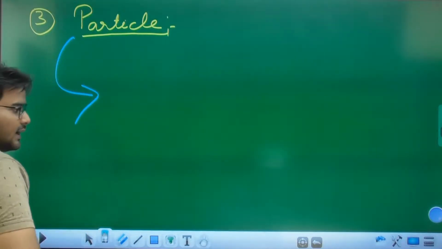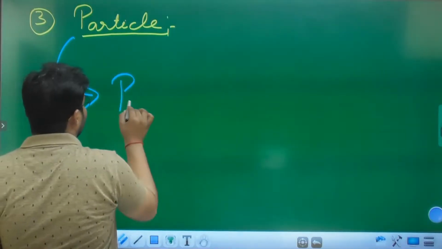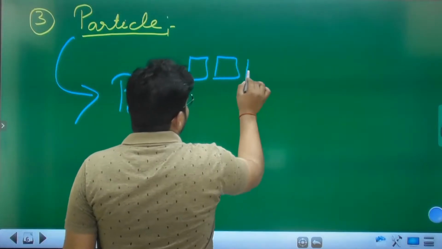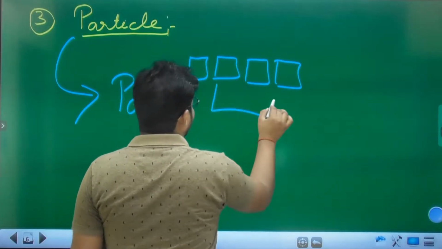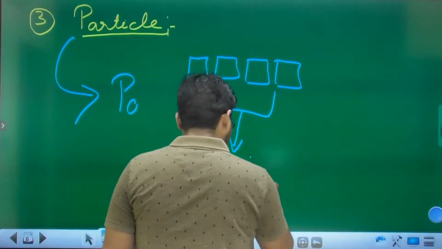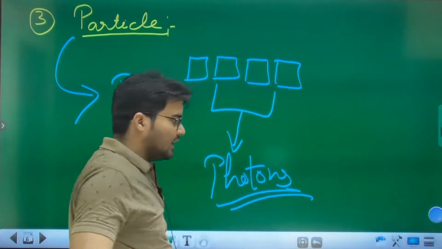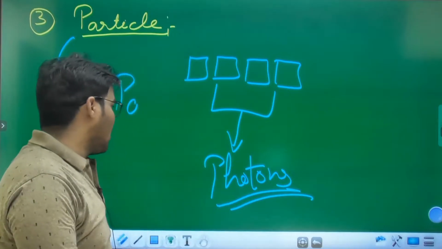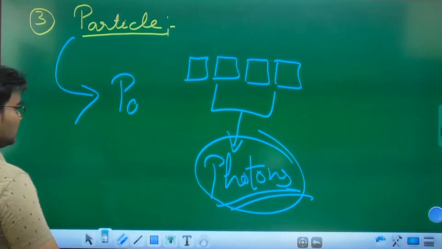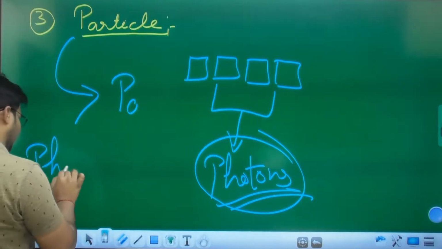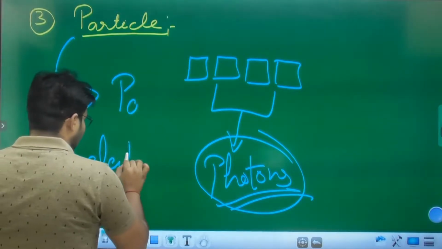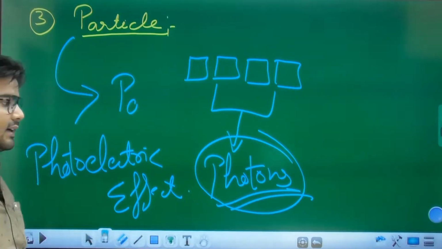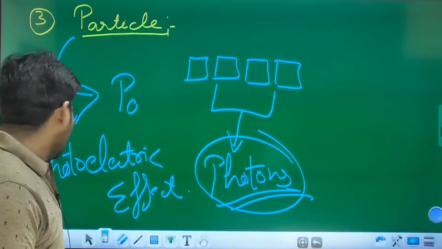And the third one is particle nature. In particle nature, light comes in packets of energy called photons. When the light travels in the form of packets, these packets are called photons, and the phenomenon that comes under this is the photoelectric effect. Clear? So you have to understand all these topics. Now move to the next slide.